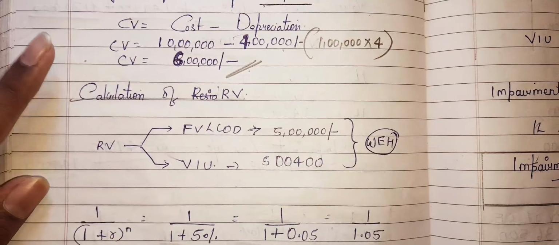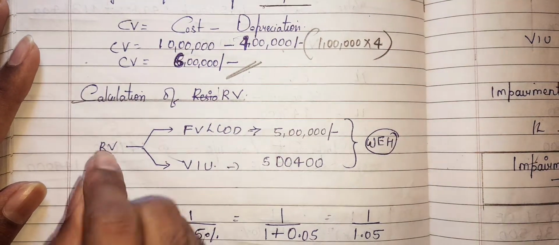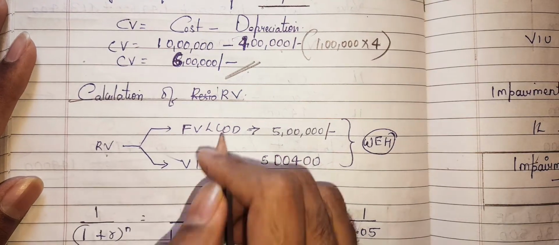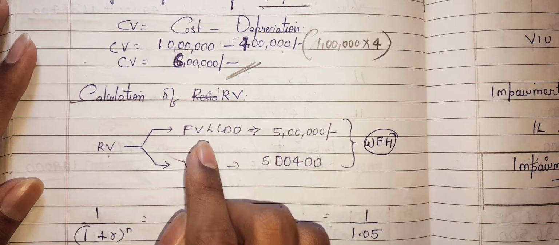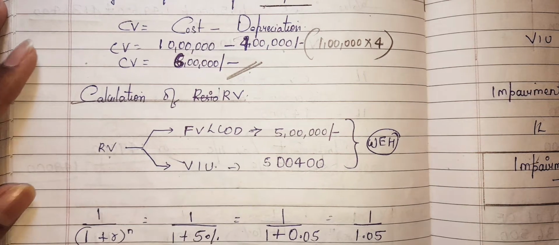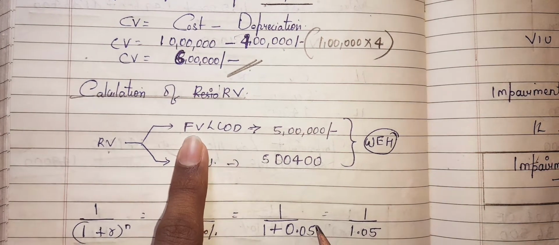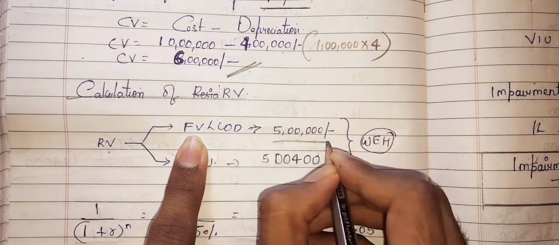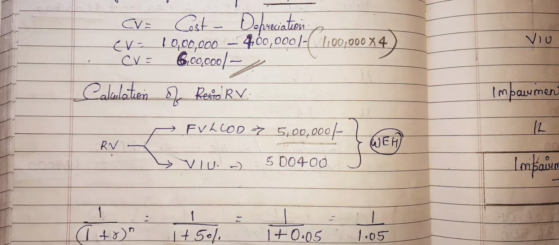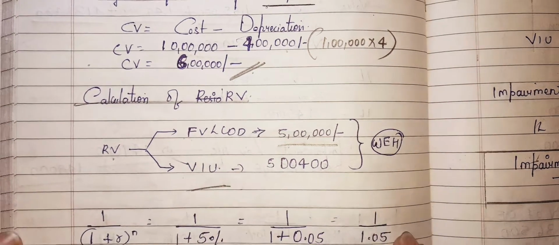Next I have to find out the recoverable value. To find it, I need to compare two things: fair value less cost of disposal, and value in use. The fair value, that is the value of similar PPE, is 5 lakh rupees. There is no cost of disposal, but value in use we have to find out.